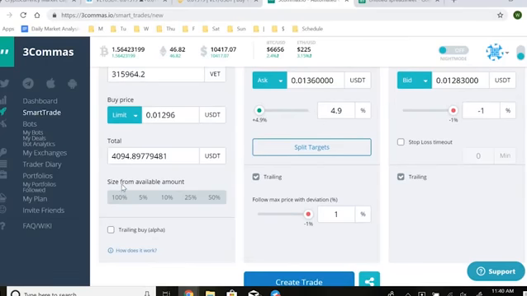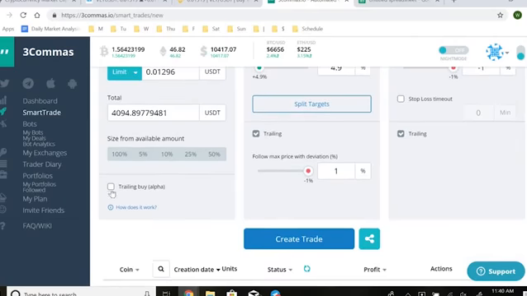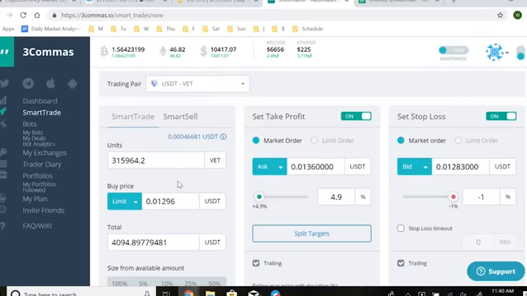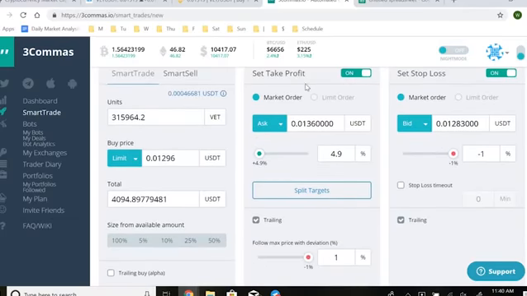And it actually allows you to say size from available amount. You can do 5%, 10%, 25, 50, 100, anything like that. Now it says trailing buy. You can do that. We'll talk about that in further videos, but today we're going to leave that alone. And now that we have the smart trade set up, we want to also set up where we want to take profit, where we want to set a stop loss, and figure that part out as well.